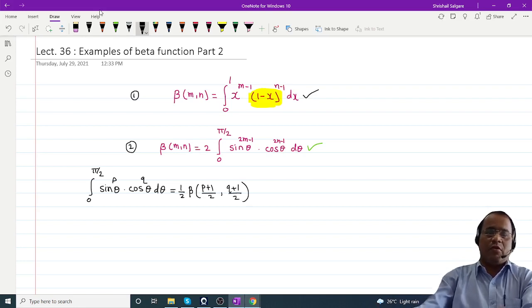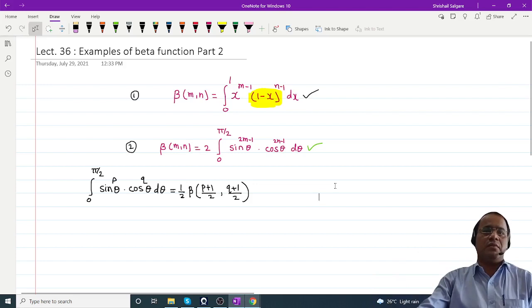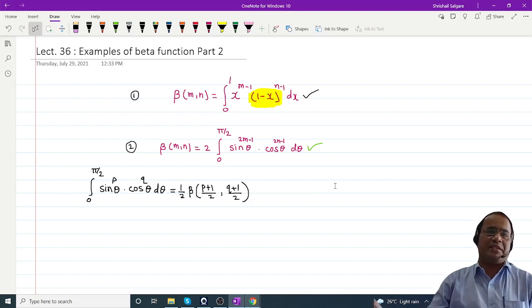I will copy this definition, as I require it while solving the numericals. Now today we will see examples where the integrand can be converted to a combination of sine and cos, and at the same time the limit of the integral is from 0 to pi by 2. If this is possible, then that integral can be written in terms of beta. Further, using properties between beta and gamma, the integral can be evaluated. I think this much introduction is sufficient. Directly I will shift to the examples.